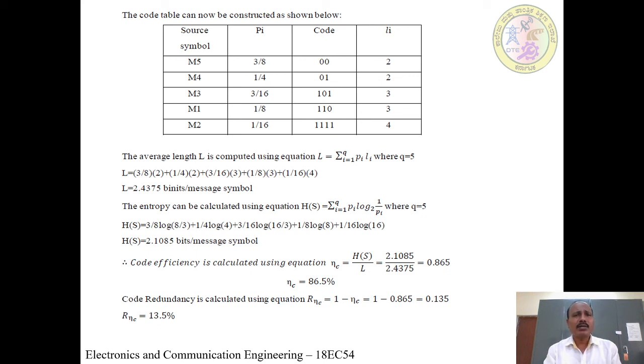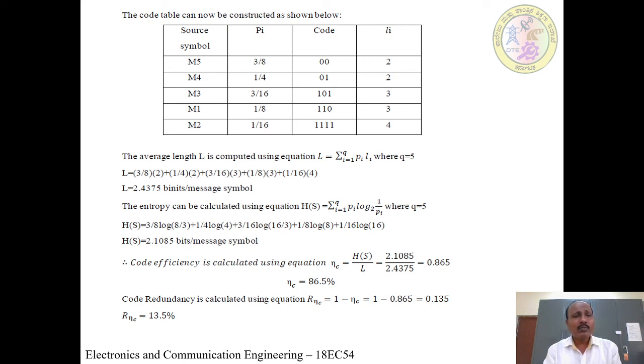Then we have to calculate the average length for the constructed code. By using the equation L equal to summation of i equal to 1 to q of Pi into Li, where q is equal to 5, just write the respective probability and the respective lengths, take the product, and then add them, and you will get L equal to 2.4375 bits per message symbol.